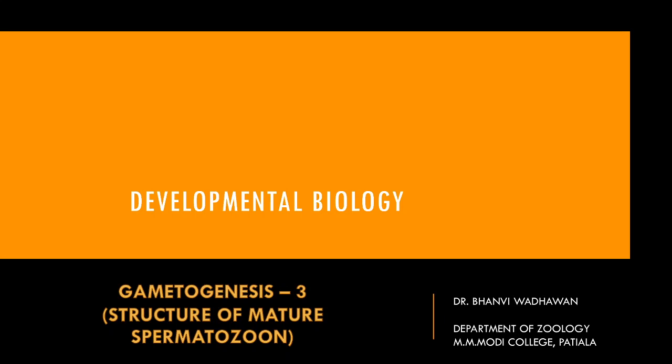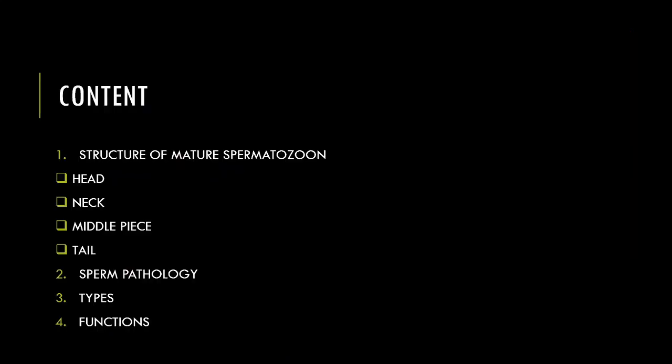This is video 3 of gametogenesis. In the last video, we talked about the process of spermatogenesis in detail. Today, I'll be discussing with you the structure of the mature spermatozoon. I have divided my presentation into 4 sections. First deals with the structure of the mature spermatozoon, and I'll be covering the topics of head, neck, middle piece and tail. Then I'll be talking about sperm pathology, then types of sperms, and last I'll be covering the functions of the sperm.